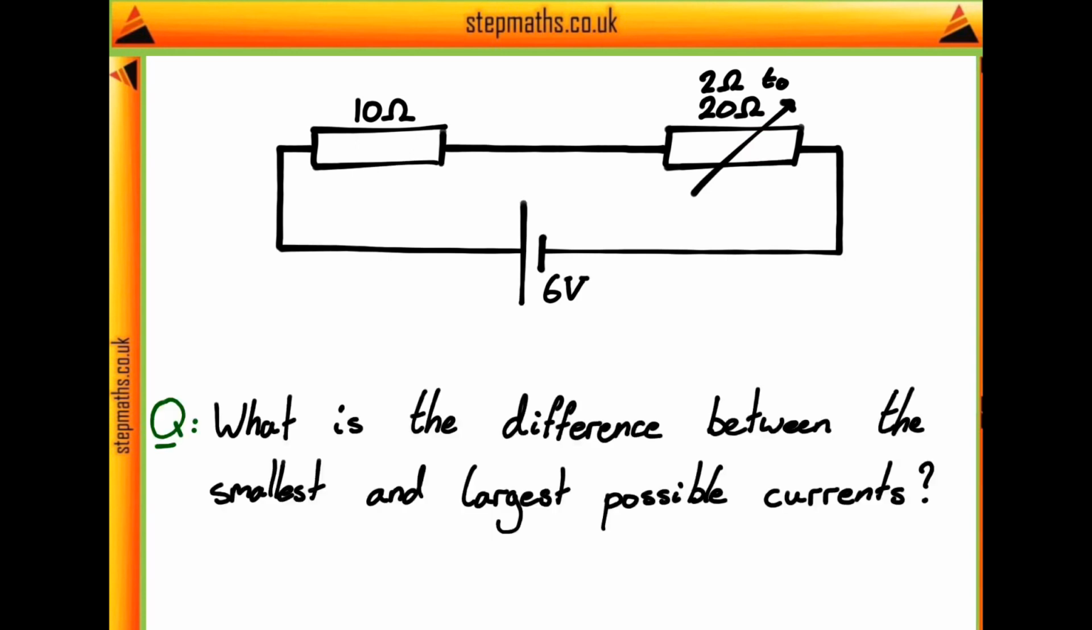What the question asks us is to find the difference between the smallest and largest possible currents, the currents through the circuit that is. So if you'd like to have a go at this question yourself, then please pause the video now, otherwise let's have a go at it together.